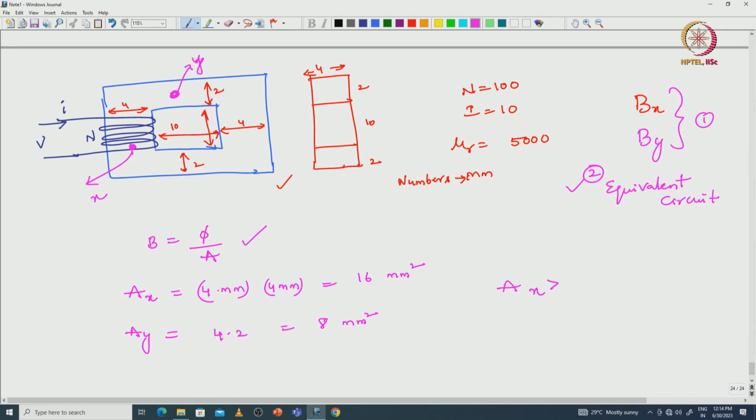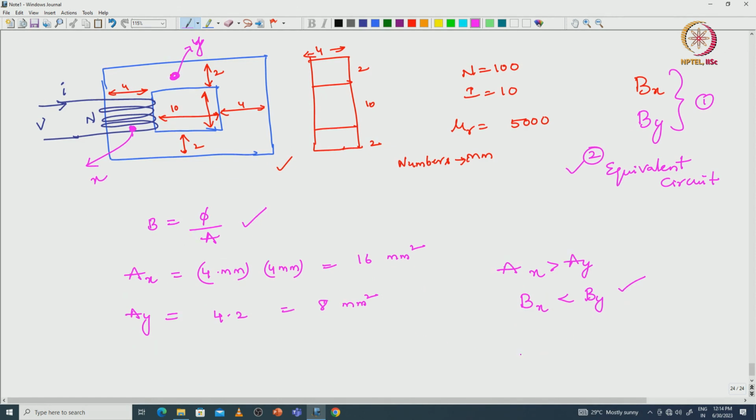Here Ax is greater than Ay, that means Bx should be less than By. This is conclusion 1. The chances of possible maximum flux density is in the y region only, right, as compared to the x region. The chances for maximum flux density is in this region, right. So, we can say that in this region the maximum flux density will occur.